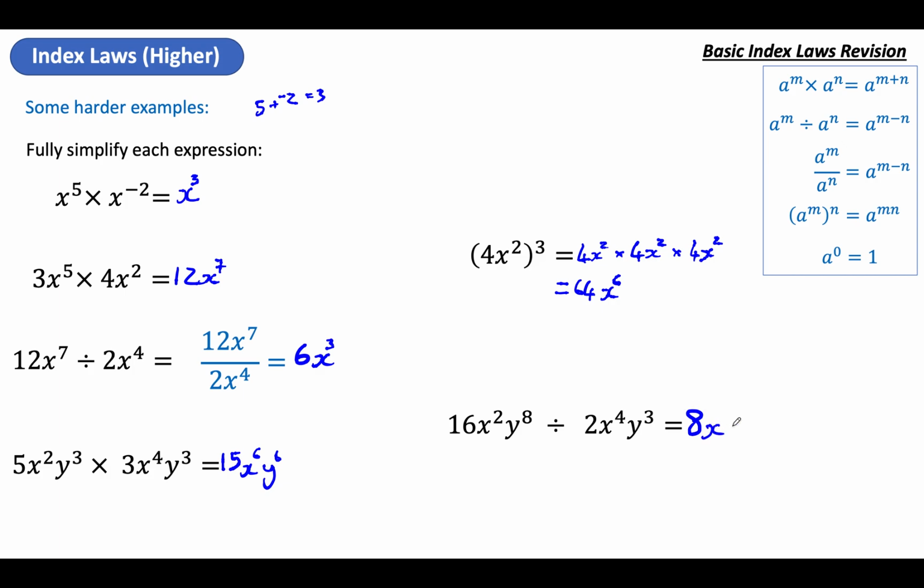And 2 take away 4 is negative 2. So that's what the power is. Now, we'll learn more about what that means another time, probably next lesson. But for now, we just leave it as a negative 2. That's absolutely fine. And then y to the power of 8 divided by y cubed. So that's 8 take away the 3. Leaves 5. So 8, x to the power of negative 2, y to the power of 5.